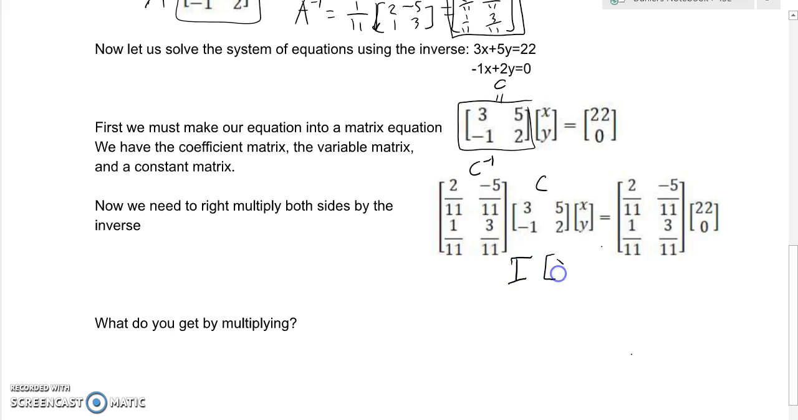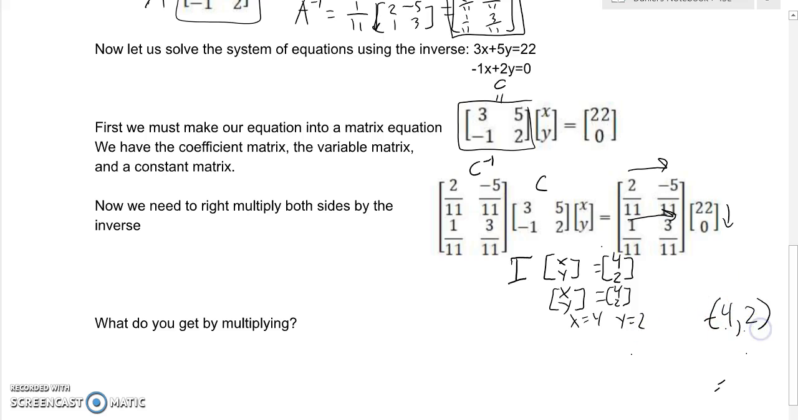The identity matrix times x, y equals, what do we get when we multiply across this one and down this one? 2 elevenths times 22 is 44 elevenths plus 0, so 4. Moving to across and down, 1 eleventh times 22 is 22 elevenths plus 0, is 2. The identity matrix times anything is itself, as long as it's a 2 by 2. That leaves us with x is 4 and y is 2, or our solution point, our ordered pair, 4, 2.